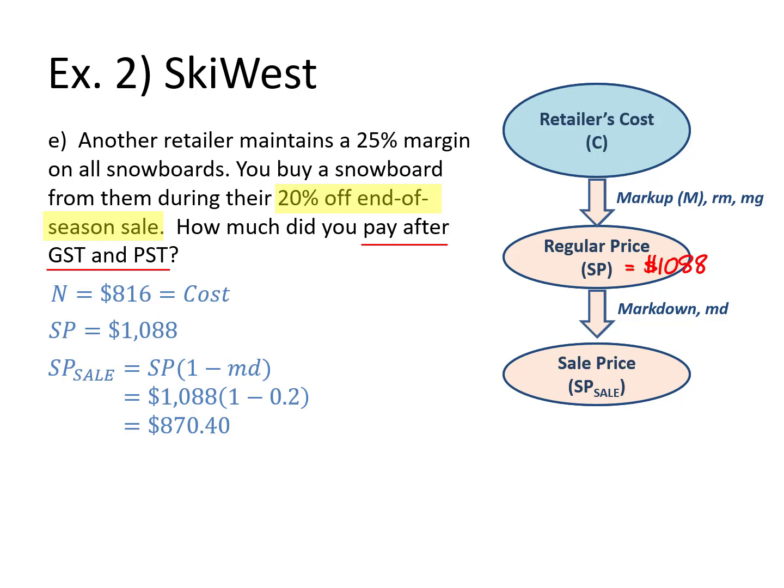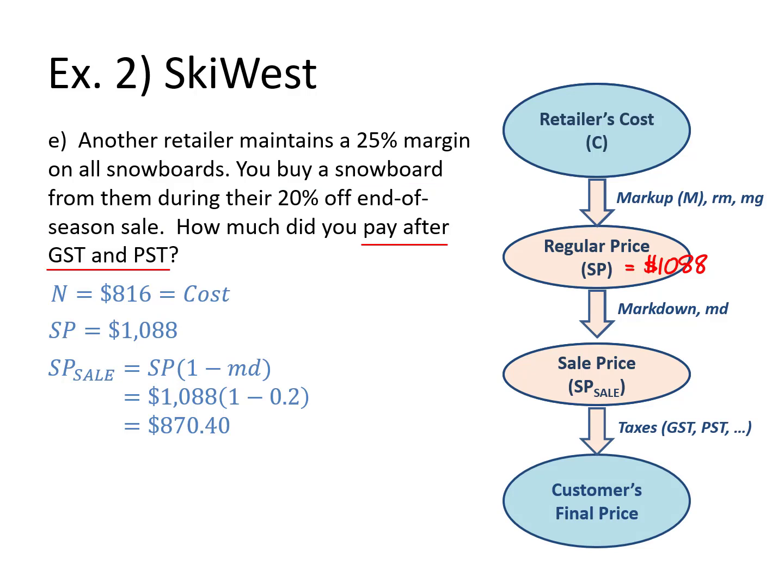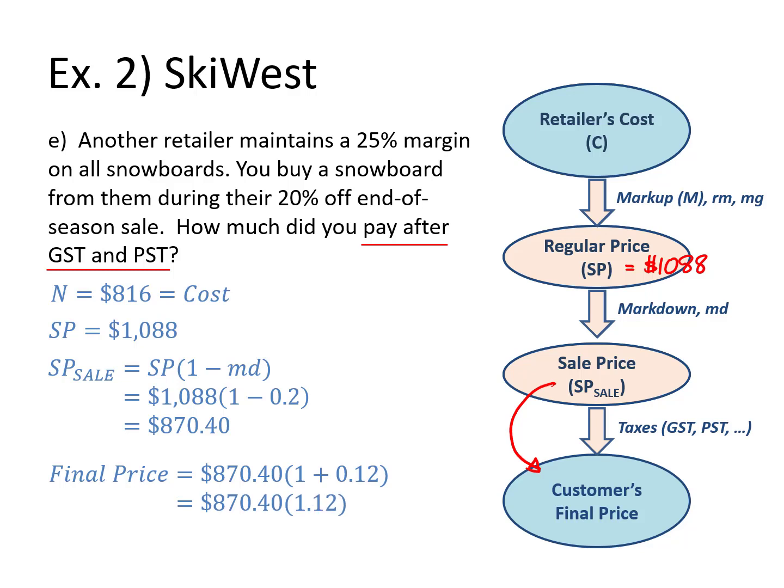Now the last part this question's asking is to include the GST and PST. So that's one more link in our flow chart. This is where taxes come in. So my final price is going to be $870.40, the sale price that we're working from, times 1 plus, because it's a tax increase, 0.12 for the 12% tax increase. This gives me $870.40 times 1.12 or $974.85.